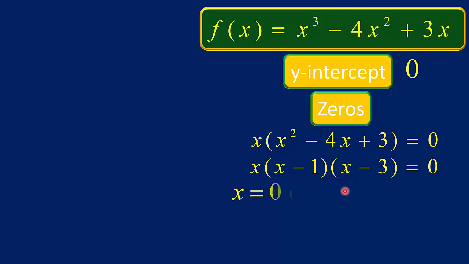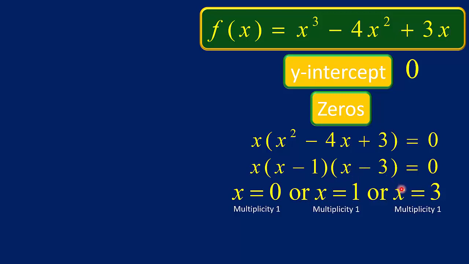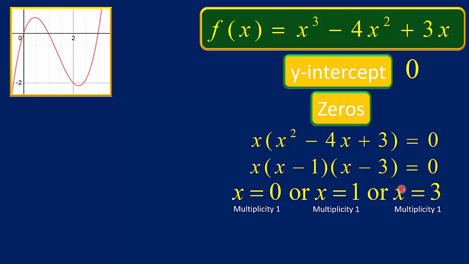Okay, so what this means is x equals 0 corresponds to that factor, x equals 1 corresponds to this factor, and x equals 3 corresponds to this one. Now, all of them have multiplicity 1, so I just wanted to point that out. Now, let's look at what the graph looks like.